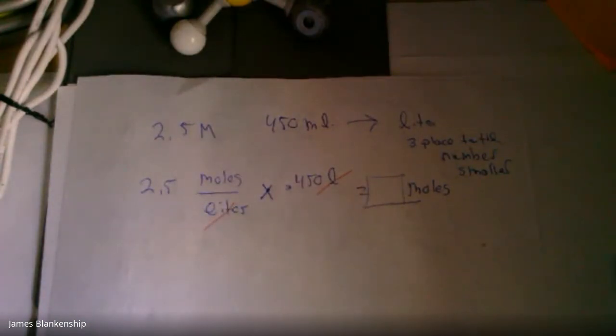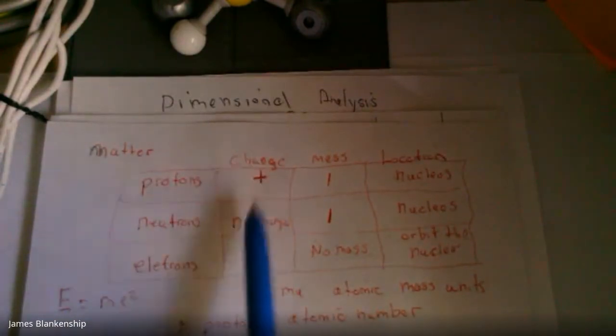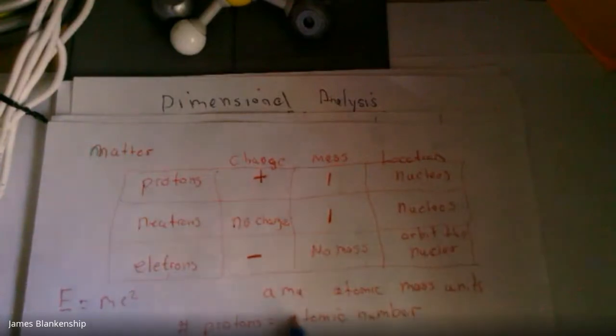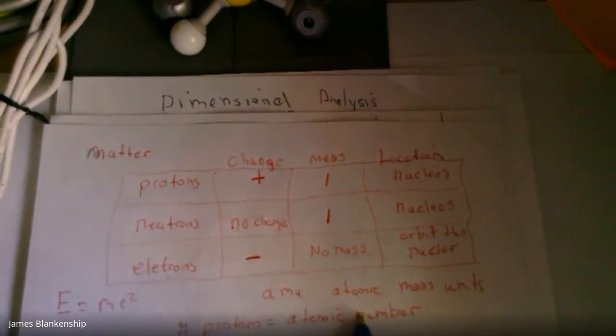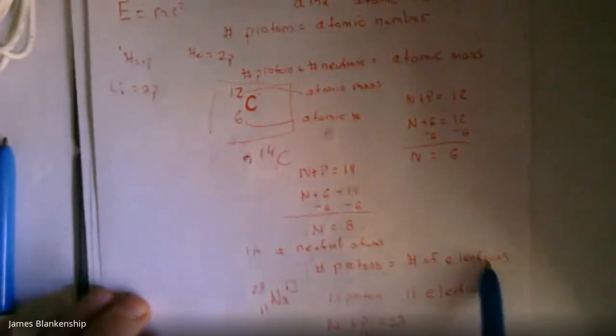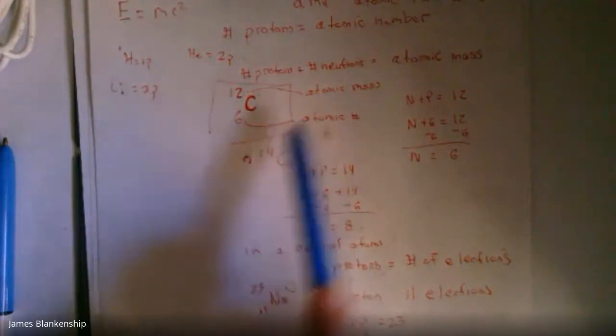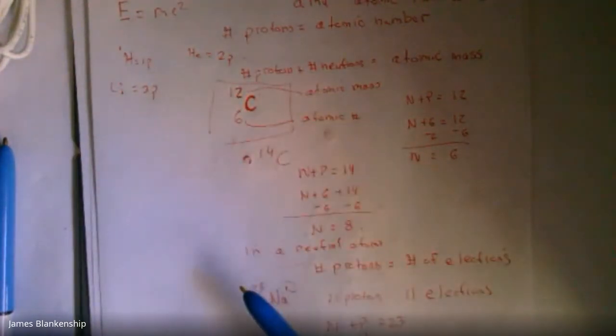Now, just a quick refresher of what we've done, what we talked about today, and then I'm going to open it up to questions. We talked about our different particles of protons, neutrons, and electrons, what their charges and masses were. We talked about protons equaling the atomic number. We talked about protons and neutrons being atomic mass. We talked about in a neutral atom, protons equal the number of electrons. And the more protons and neutrons you have, the more your particle is going to weigh. That'll be information that you'll be given on a periodic table.